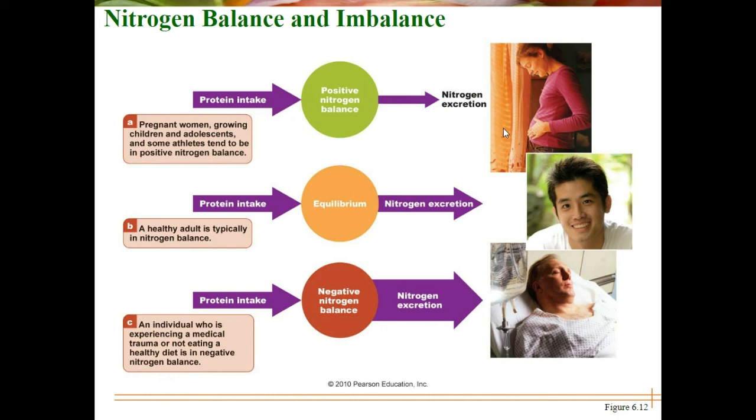Also, for growing children and adolescents who need more proteins than adults, no? Because they are still growing in that stage. Okay? And also some athletes, especially that they need to be bulky, no? Especially for weightlifters. So, they need to eat a lot of proteins than what they are being excreted. So, mao nang mga examples of positive nitrogen balance.